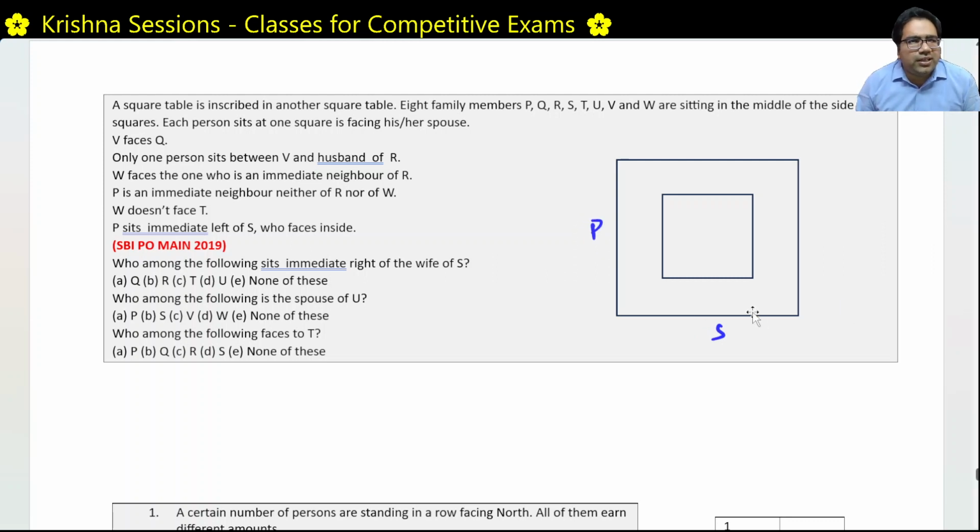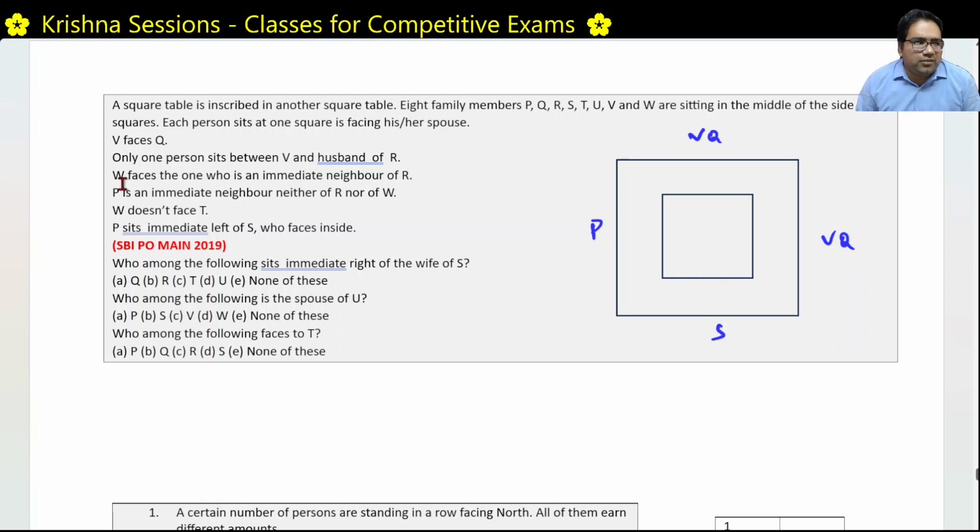Do we have any other clue apart from this? We know V faces Q. What does that mean? V and Q can sit in this location or in this location. VQ can sit in these 2 places only. V can be inside, Q can be outside, we don't know. But because this is already taken by P and S, VQ cannot sit in these 2 corners.